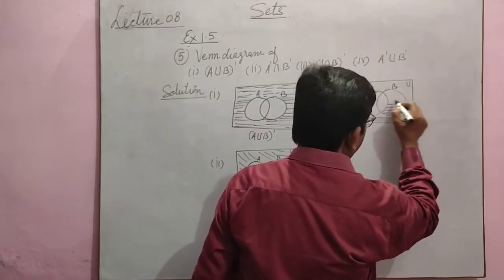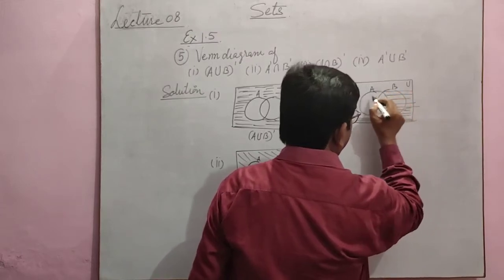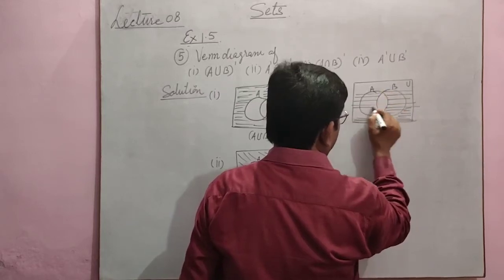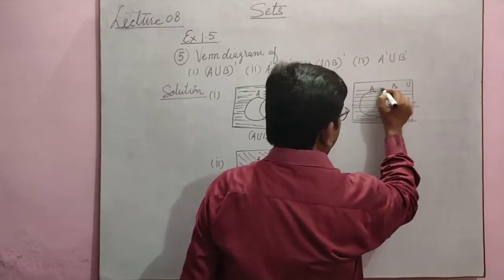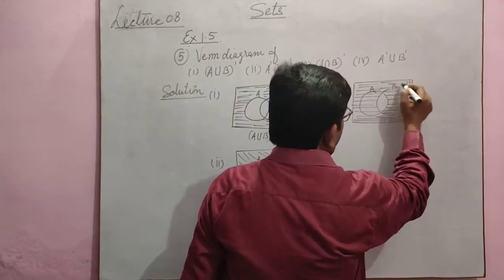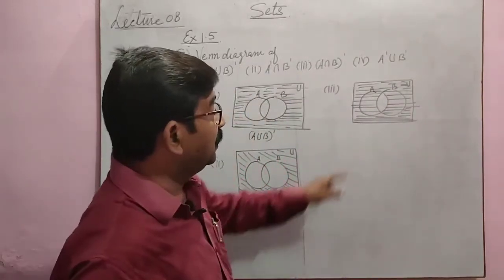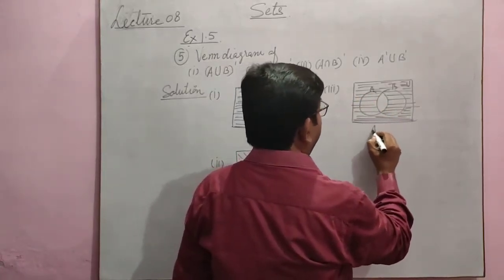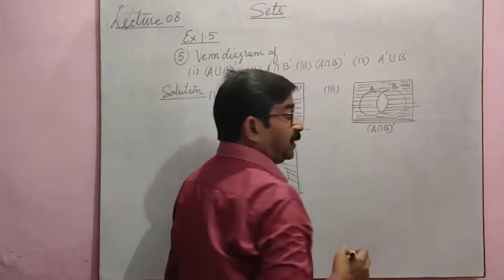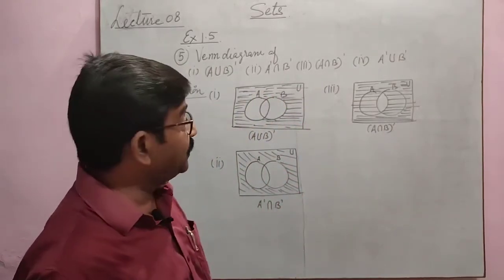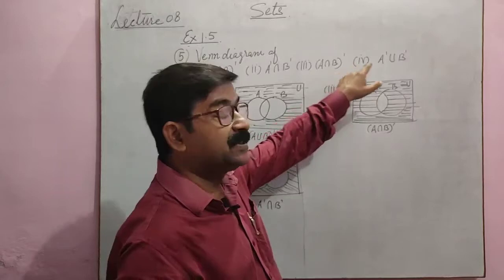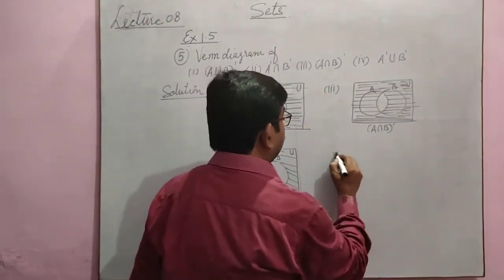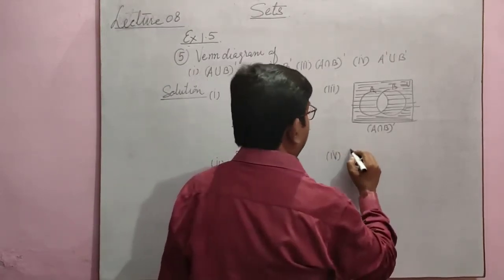Means, see, I am showing this. This one, leaving this common portion, that is A intersection B complement. This is A intersection B, its complement. And according to De Morgan's law, A intersection B complement is the same as complement of A union complement of B. So the fourth is the same as the third one.